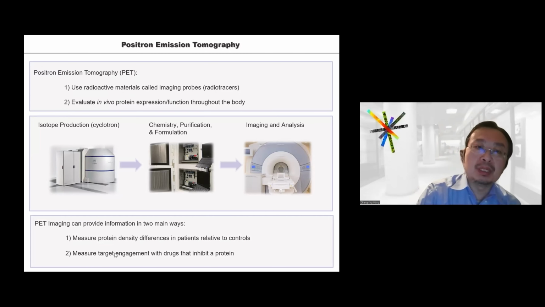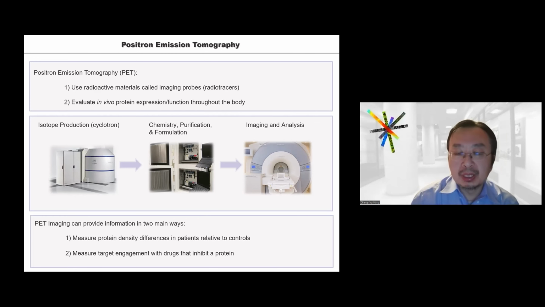Basically, it starts from isotope production, for example from a cyclotron or other generators. Then we go through a chemistry process to purify the ligand and do the formulation before we can inject it into animals or humans, in the scanner, acquire images and do further analysis.